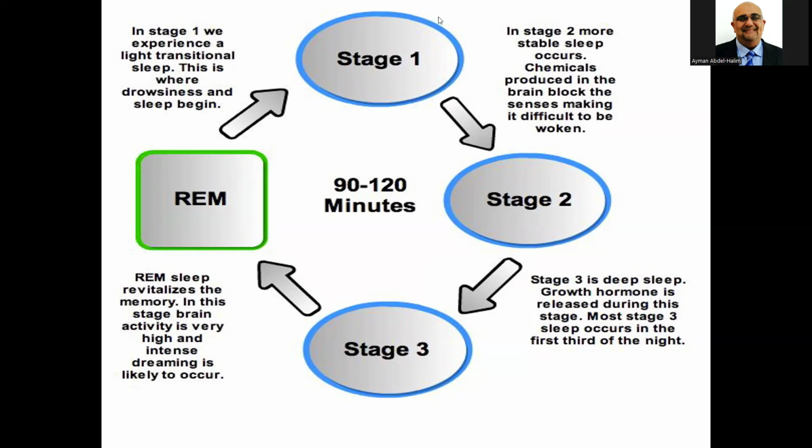Okay. So in stage 1, we experience a light transitional sleep. This is where drowsiness starts and sleep begins. In stage 2, more stable sleep occurs. Chemicals produced in the brain block the senses, making it difficult to be woken. Stage 3 is the deep sleep, where you have the growth hormone released during the stage. Most stage 3 sleep occurs in the first third of the night. The REM sleep is the one that revitalizes the memory. This is where you have this voluntary paralysis and dreams and autonomic variability.